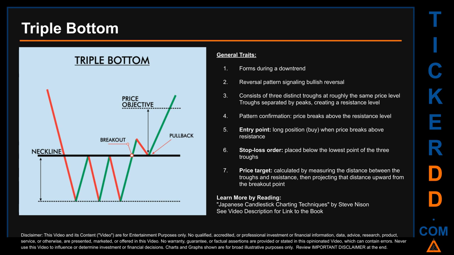A good book to learn about the triple bottom trading pattern and other chart patterns is Japanese Candlestick Charting Techniques, by Steve Nison. This book delves into the world of candlestick charting, which is a popular method of technical analysis that originated in Japan. While the primary focus of the book is on candlestick patterns, it also covers various classic chart patterns, including the triple bottom, and explains how to combine candlestick analysis with these patterns for more effective trading decisions.